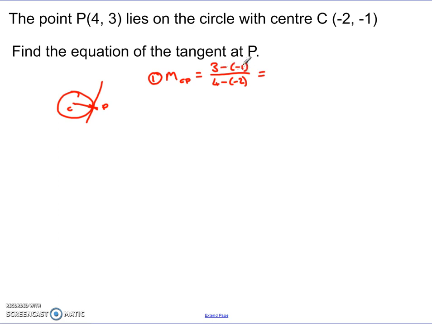3 minus -1, same as 3 plus 1, which is 4. 4 minus -2, same as 4 plus 2, which is 6. Simplify that, and what you end up getting is that's equal to 2/3. So that's the gradient of our centre C to P.